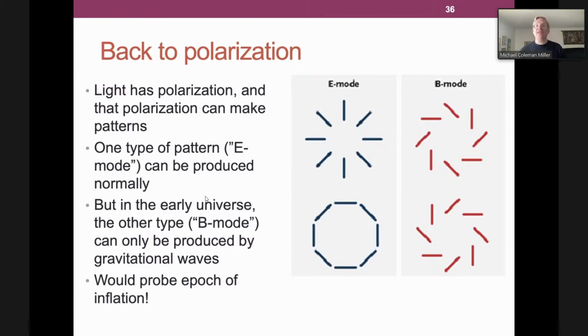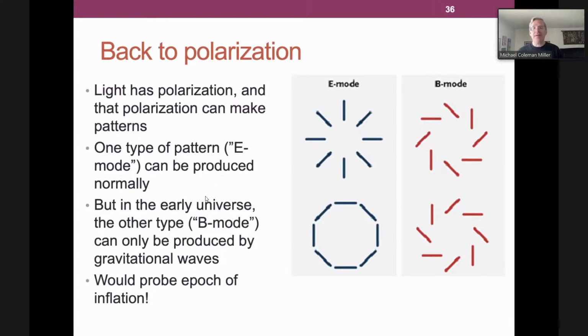This polarization can make patterns. And I'm showing you the 2 fundamental modes. Mathematically, they depend on the symmetries each obeys. One of them is the E mode, and this is something that is just naturally produced no matter what. But in the early universe, the other type, the so-called B mode polarization, which has a curl to it, for those of you who might have run into vector calculus, can only be produced by gravitational waves in the early universe.